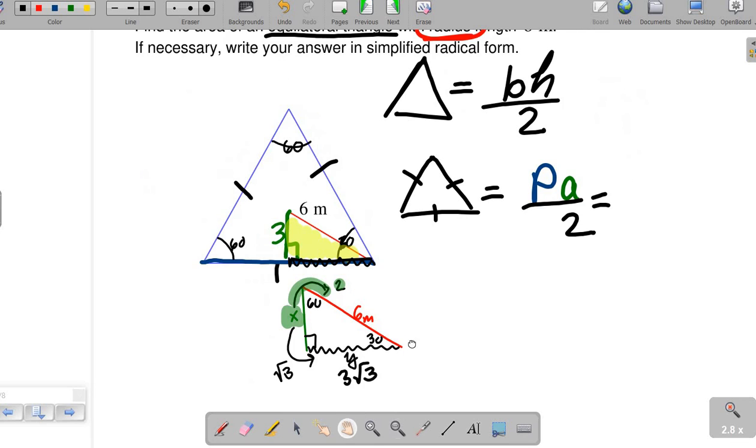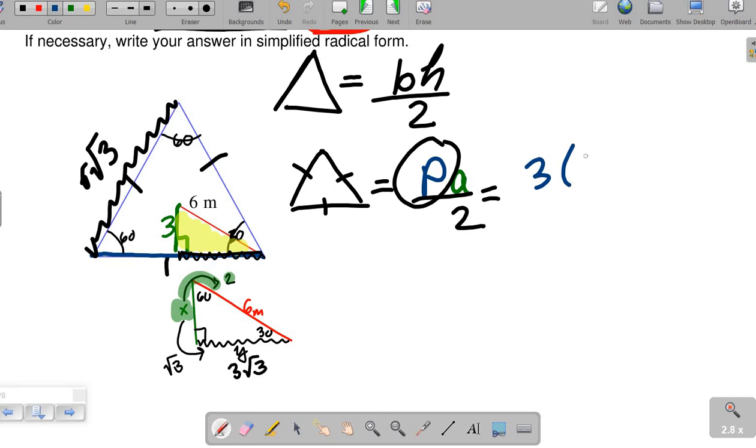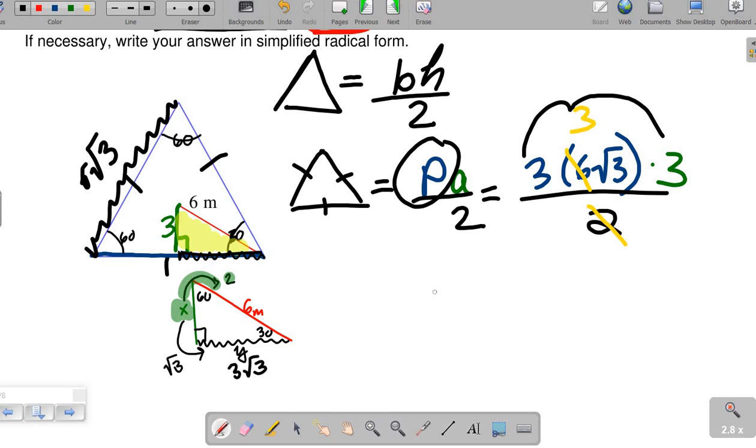Which means our side length here is double 3 root 3. That would make it 6 root 3. So our perimeter is going to be 3 sides times 6 root 3, times our apothem, which we found is 3, over 2. Again, the 2 can go into anything, but obviously I'm going to put it into the 6. That's the easiest. So we ask ourselves, what's 3 times 3 times 3? 27 root 3 meters squared.